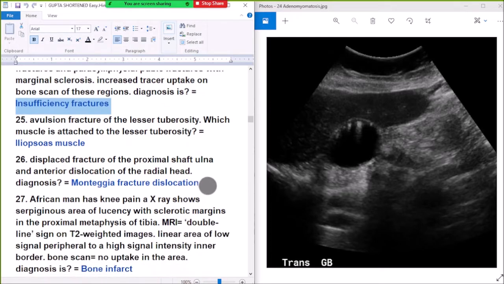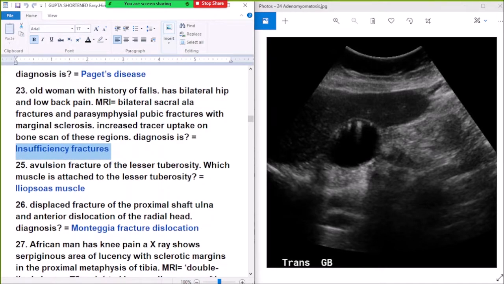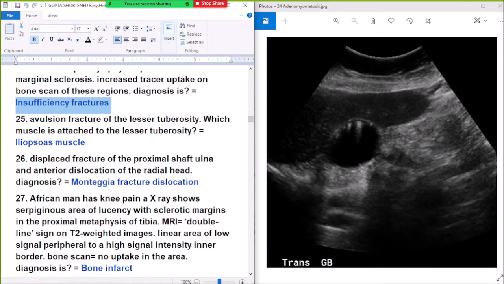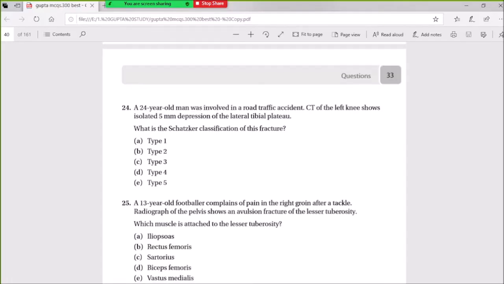Question number 24. Question 24 is not there. It is missing, but we will go to 24. A 24-year-old man was involved in a road traffic accident. CT of the left knee shows isolated 5 mm depression of the lateral tibial plateau. What is the surgical classification of this fracture? Okay, 5 mm depression in the lateral tibial plateau.